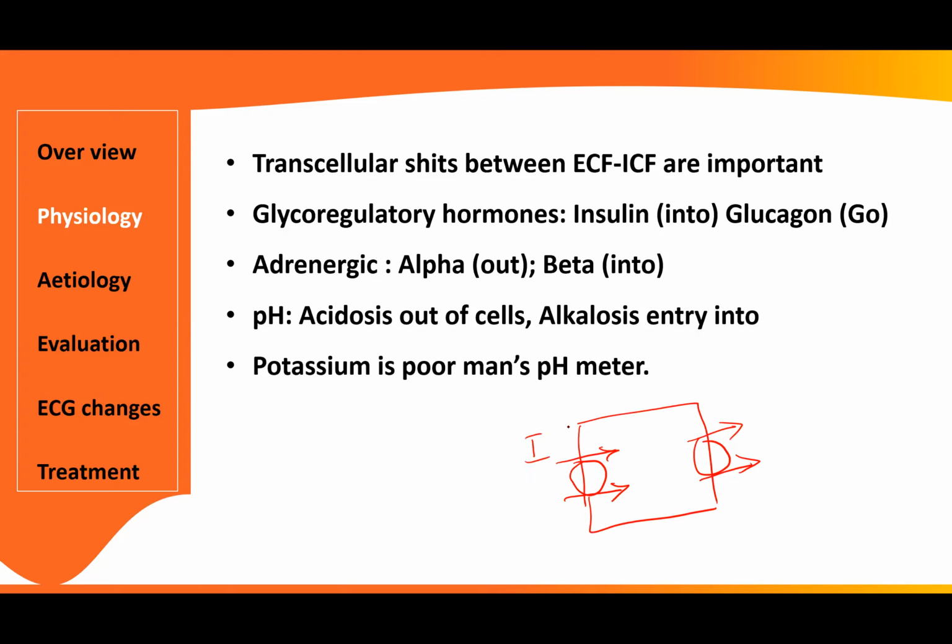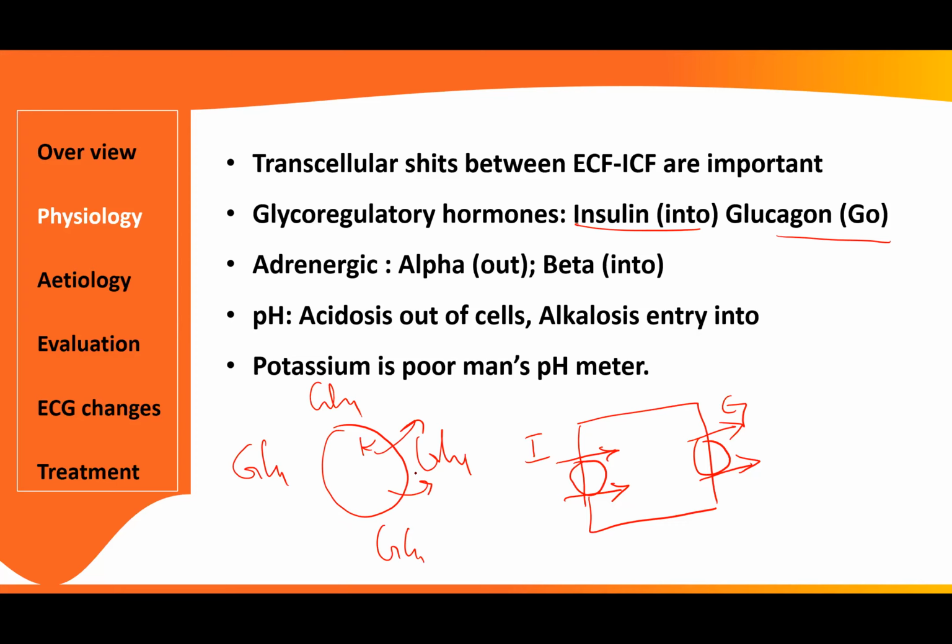Insulin puts potassium into the cell. Glucagon puts it out of the cell. These are the glucoregulatory hormones. If you have insulin in the system, potassium will be shunted into the cell, and in the absence of insulin, there will be hyperglycemia and the potassium is retained outside. Now there is hyperglycemia everywhere, and then the potassium moves out. In case of hyperglycemia, there will be high potassium.